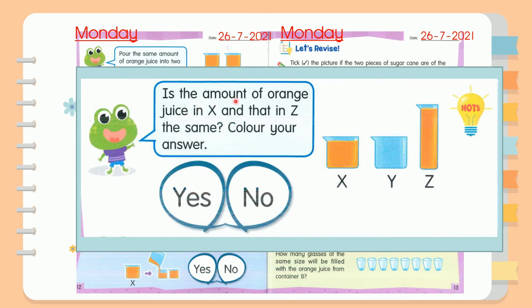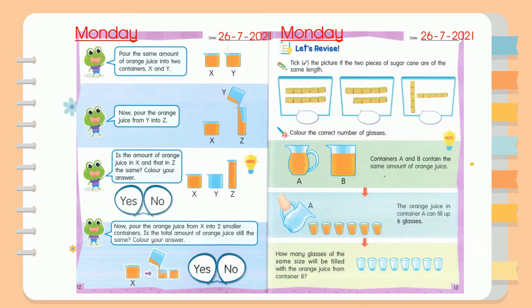Is the amount of orange juice in X and Z the same? Color your answer. Children, let's think. Do you think container X and container Z, these two, have the same amount of orange juice? Let's think. I got the answer. Is it yes or no? Yeah, it's the same. So color the yes.